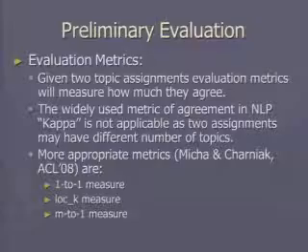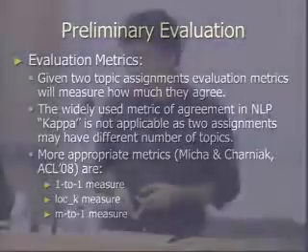Now let's focus on our preliminary evaluation. Regarding the evaluation metrics that we use, just note that the evaluation metric should be something that, given 2 topic assignments, measures how much these 2 assignments agree. And here note that the widely used kappa statistic is not applicable because we may have a different number of topics in these 2 annotations.